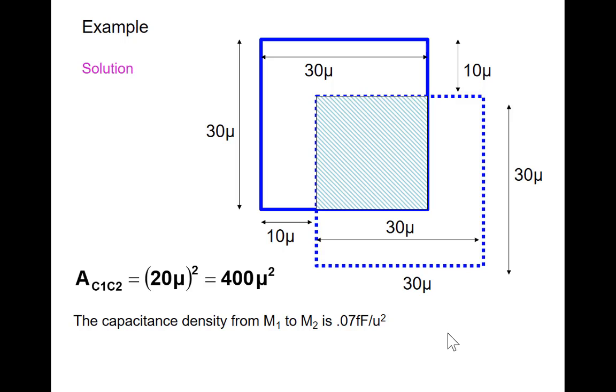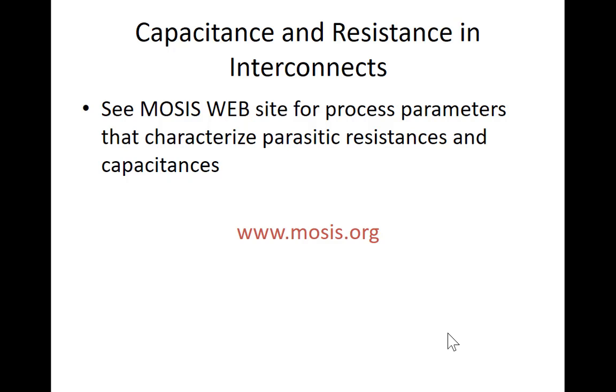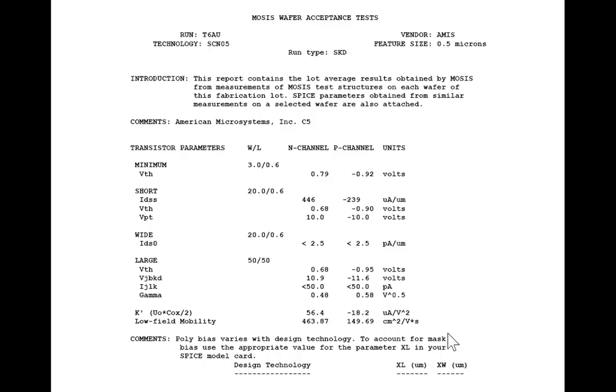If the capacitance density of metal 1 to metal 2 is 0.07 femtofarads per square micron, then we multiply that by the 400, and we find out we have a capacitance here of 28 femtofarads. So you can look at Moses' website to get process parameters. I'm giving some of the parameters right here. This is usually attached to the homework assignment. I must have missed it this last time.